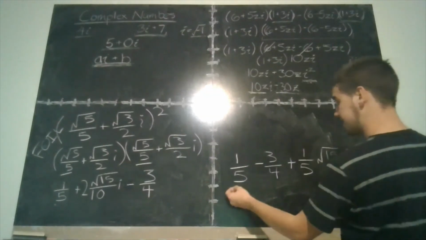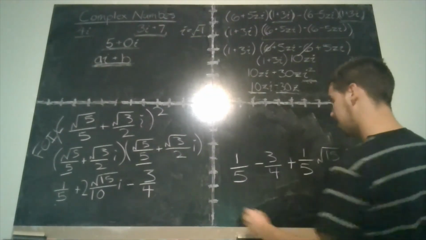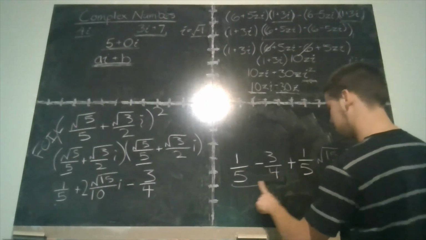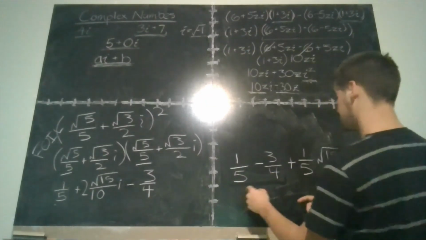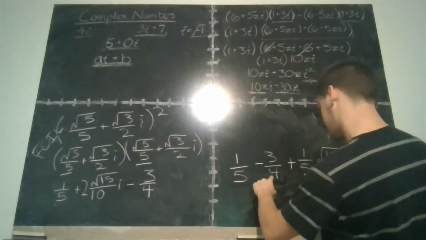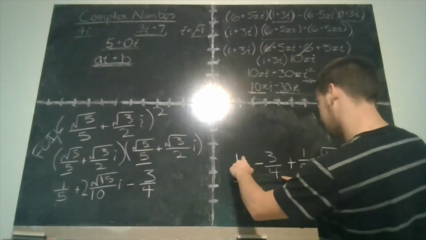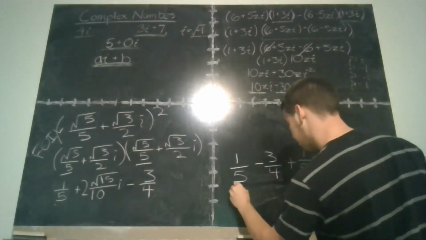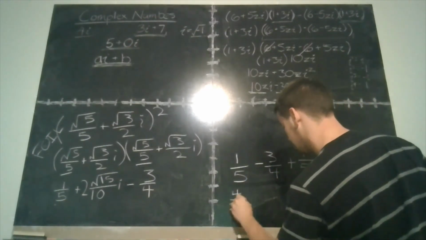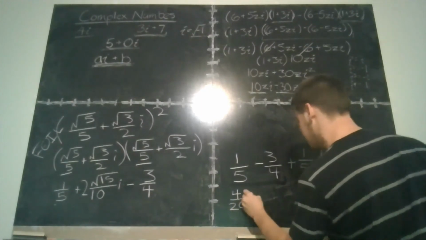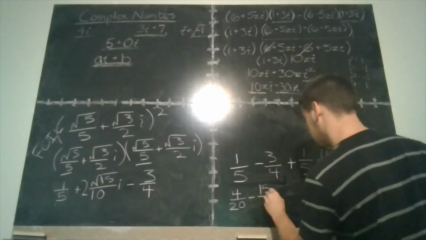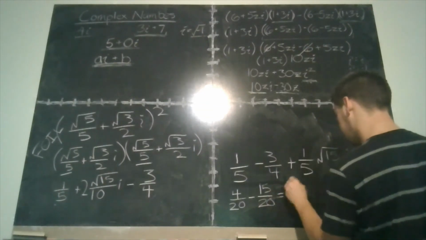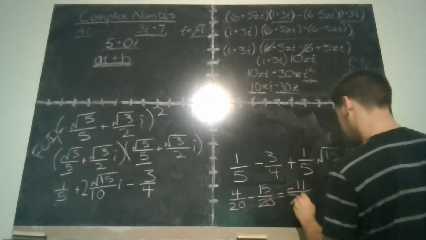So now the last thing that we can do to simplify is going to be to combine these real values, the 1/5 and the 3/4, into a common denominator, which is going to be 4 of these minus 5 times 3 of these, so 4 over 20 minus 15 over 20 equals negative 11 over 20.